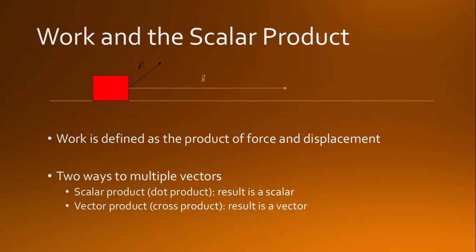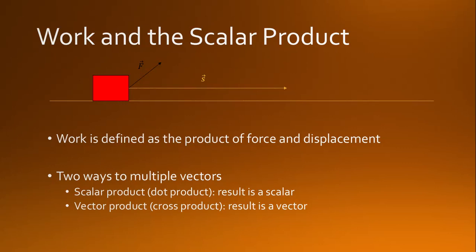F times S. I'm using S here for displacement. There are two ways that you multiply vectors or get a product of vectors. One of the ones we're concerned about today is called the scalar product or dot product. That has a result which is a scalar. So you take two vectors, multiply them together, and you get a scalar result, something that's just a number.